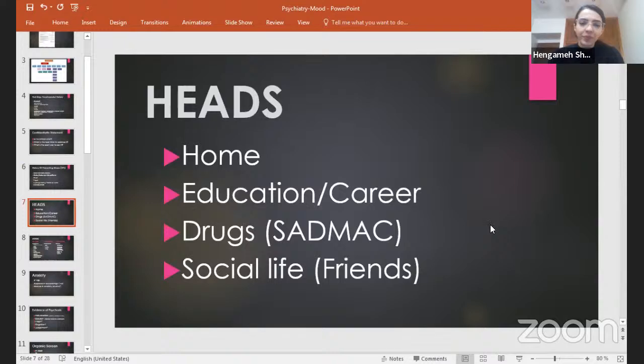Okay, next we have HEADSS. HEADSS is a mnemonic. There are different opinions about what stands for H, what stands for S. Some people say it's not HEADS, it's HEADSSS. But this one worked the easiest for me. And if you just stick with this format, you will be able to cover most of the areas of psychiatry. So HEADSS is home.